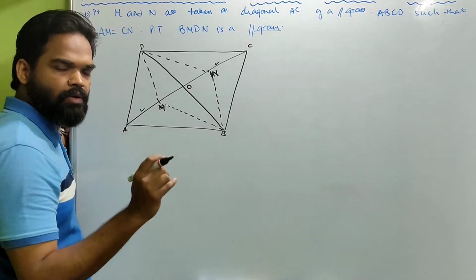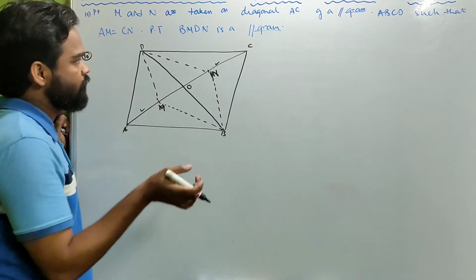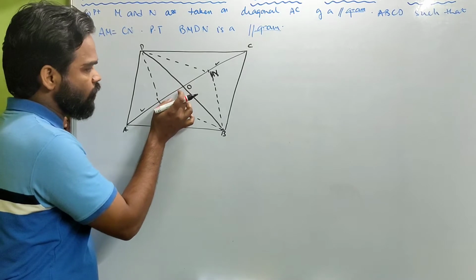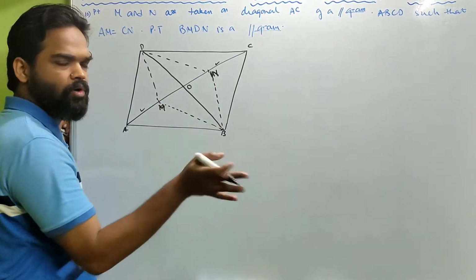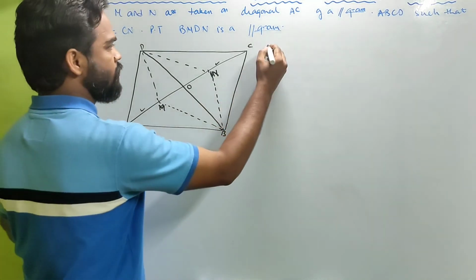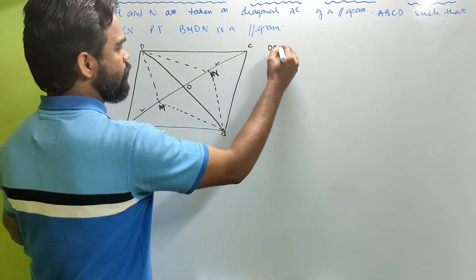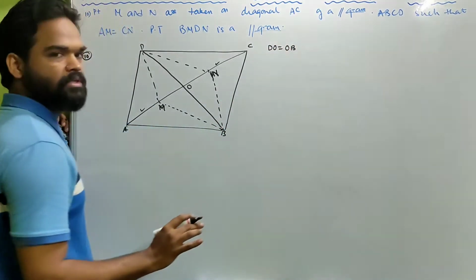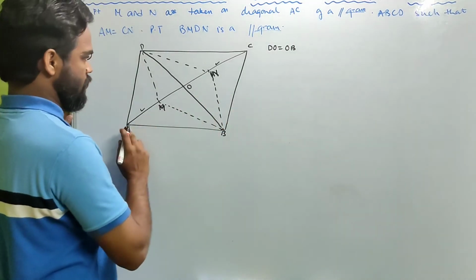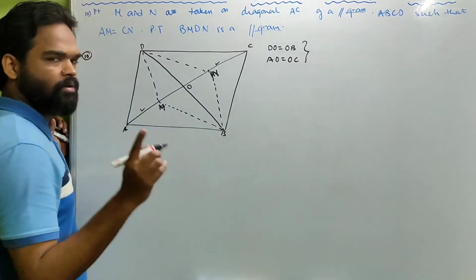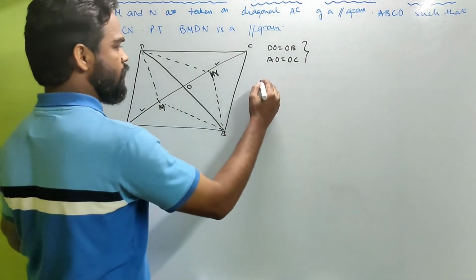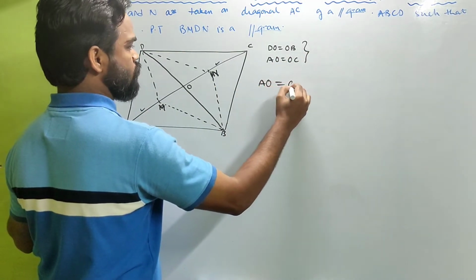Now, in a parallelogram, the diagonals bisect each other, which means if we can show that OM equals ON, our work is done, because DO equals OB we already know. See, DO equals OB. We know this. Now AO equals OC. The diagonals of the parallelogram bisect each other. Now AO equals OC.